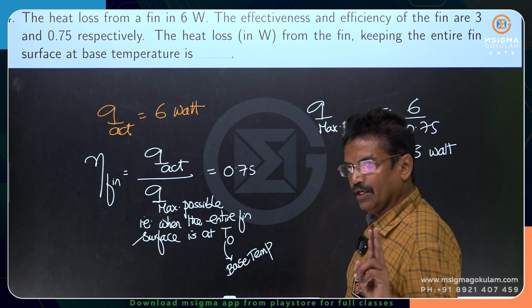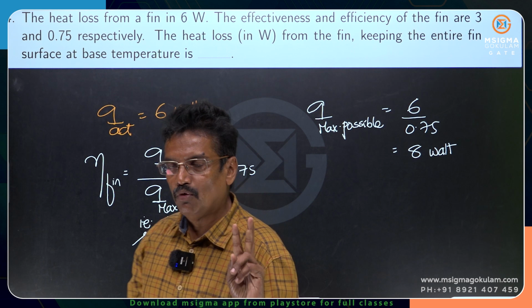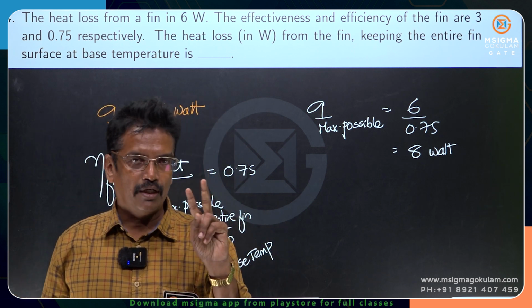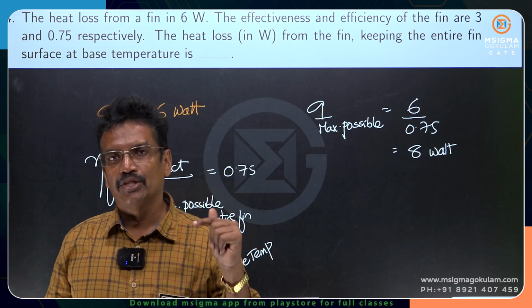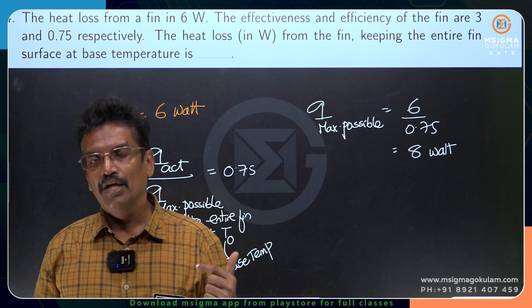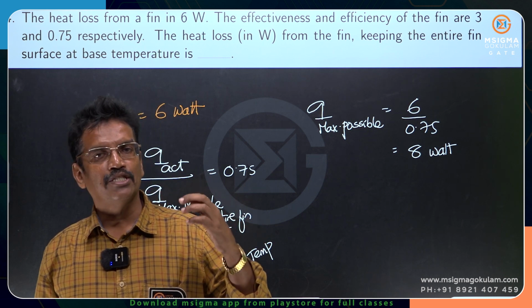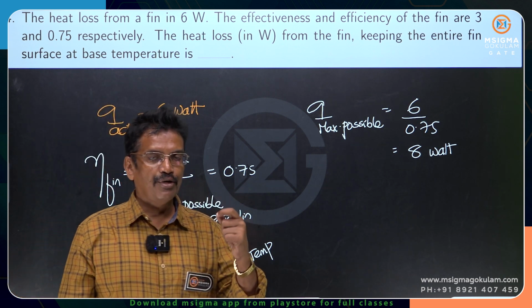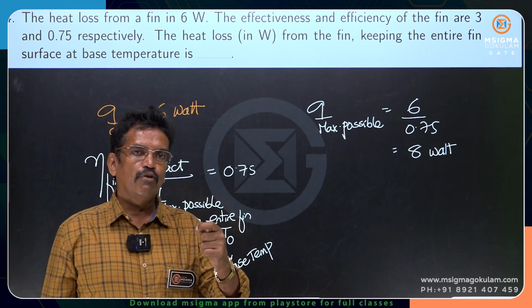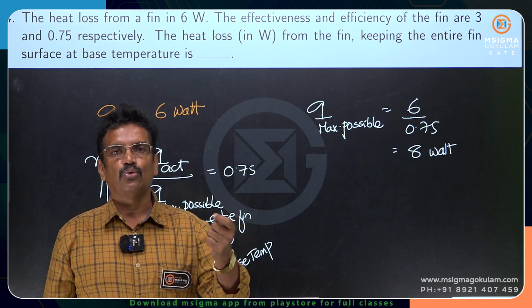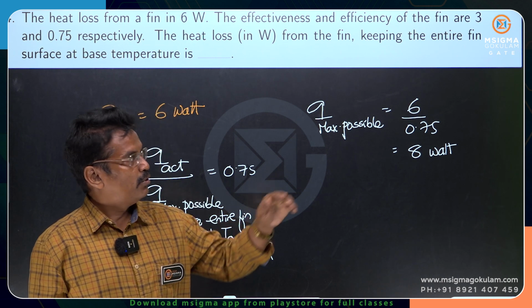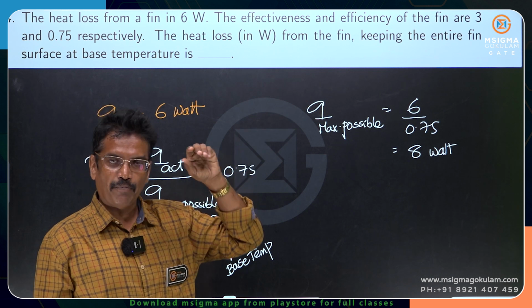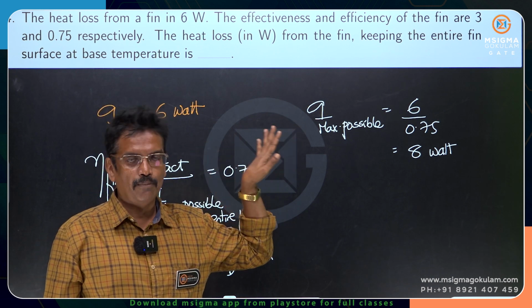In the fin chapter, we come across two performance parameters. One is effectiveness, another is efficiency. Effectiveness of the fin means heat transfer with fin divided by heat transfer without fin. Effectiveness tells us whether we should go for fins or not, by seeing the value. Look at the effectiveness value of 3 given. That means this fin is really helping us.